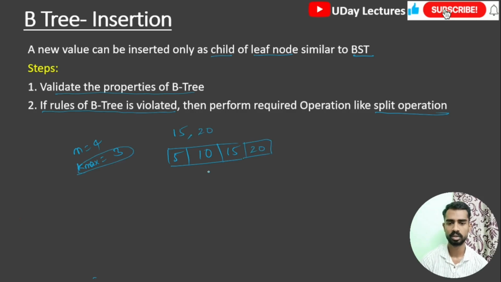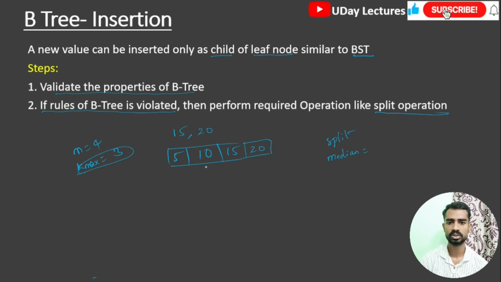So here we are going to perform the split operation. To perform the split operation, you calculate the median position. The median position here is this particular element, which is the second position. Now we take 10 as the root node or parent node, and we split the left part as the left subtree and the right part as the right subtree. So the tree will change into this structure: we'll have 5 as the left child and 15 and 20 as the right child, right? This is how the split operation actually works.